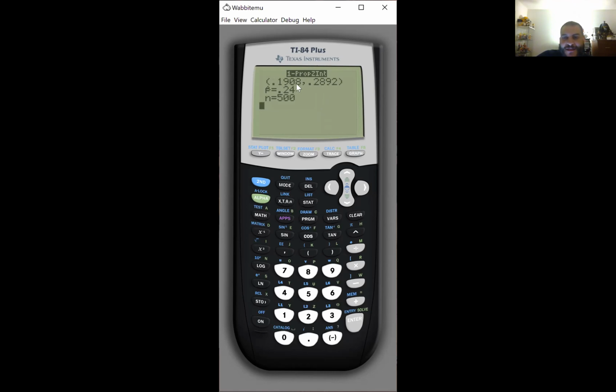If you look at the answer that we got from the calculator, we got 0.1908. That's my lower bound. And if you look at my upper bound, it's 0.2892. So it gave us exactly what we got from doing it by hand. And that's how you double check your answer using the calculator. All right. Any questions on the process of the calculator?